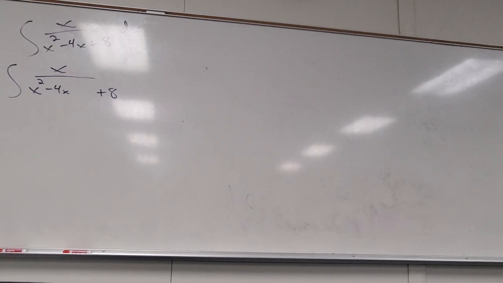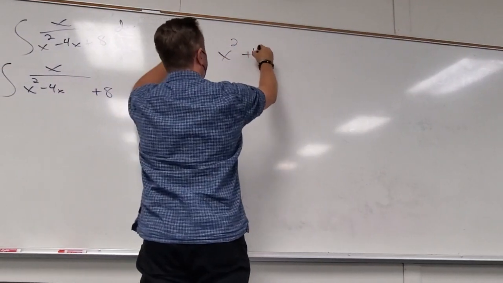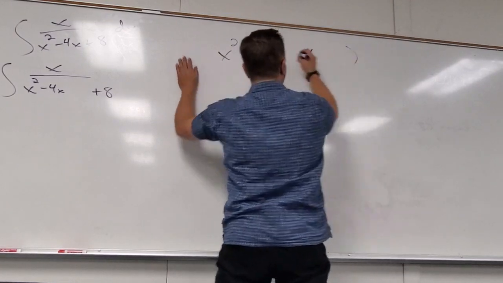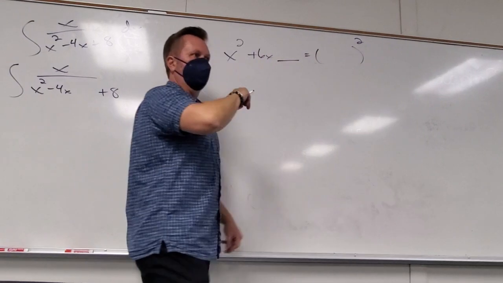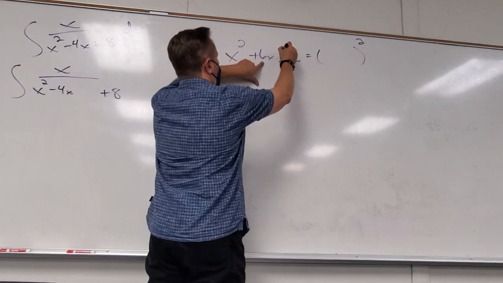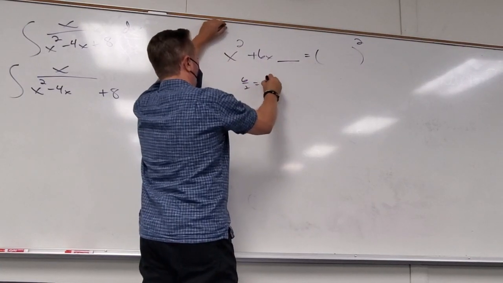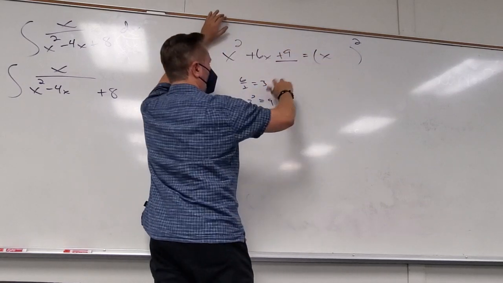Does anyone see what I'm going to do? I said this last time. Complete the square. Do you remember completing the square? So here's the idea. The question is, what do I add here so that it becomes something squared when I factor it? So what's half of 6 squared? Half of 6 is 3. 3 squared is 9. So I would add 9, and then it becomes x plus 3 squared.